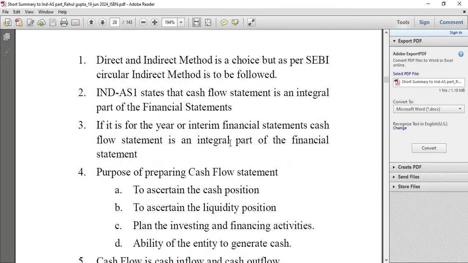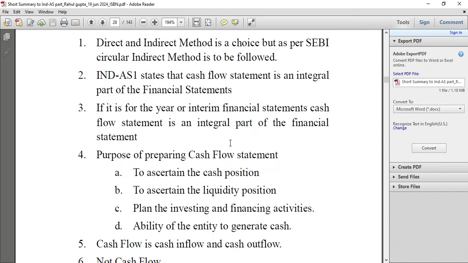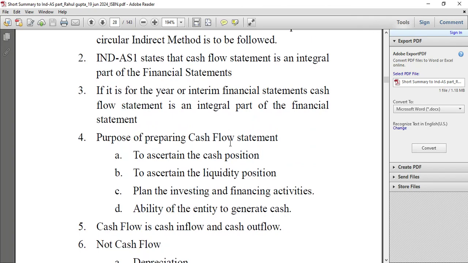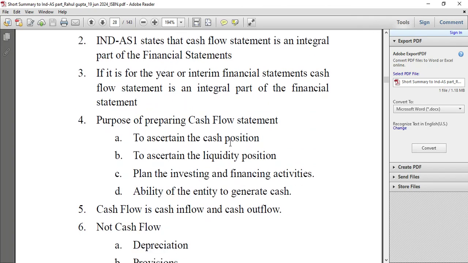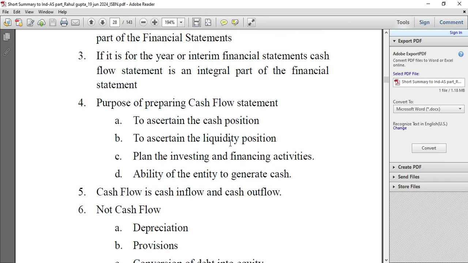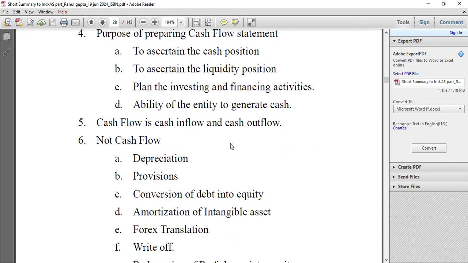The purpose of preparing the cash flow statement is to ascertain the cash position of the company, to ascertain the liquidity position of the company, to plan the investing and financing activities, and to assess the ability of the entity to generate cash. Cash flow means cash inflow and cash outflow, not non-cash items.